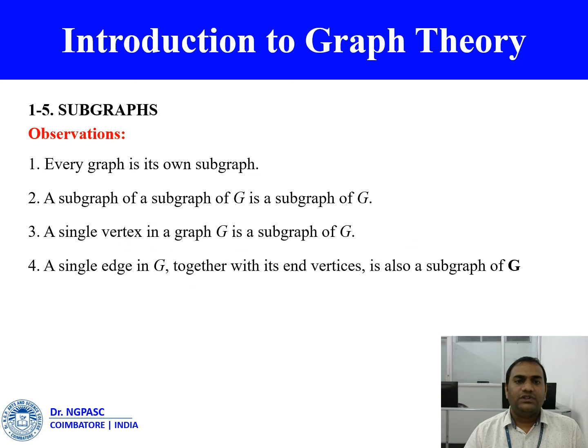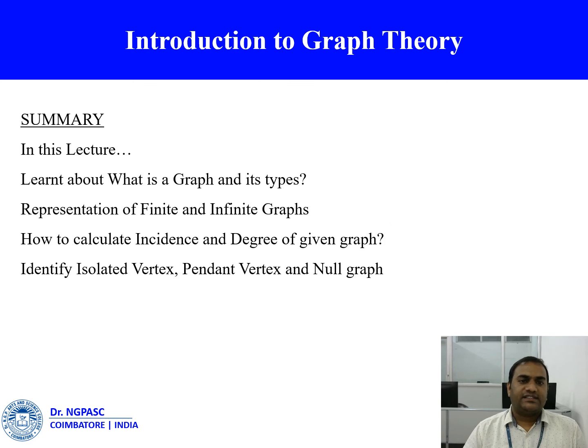Okay. Next, observations on subgraphs. Every graph is its own subgraph. The second point: a subgraph of a subgraph of G is a subgraph of G. The third point: a single vertex in a graph G is a subgraph of G. Then the fourth point: a single edge in G together with its end vertices is also a subgraph of G.